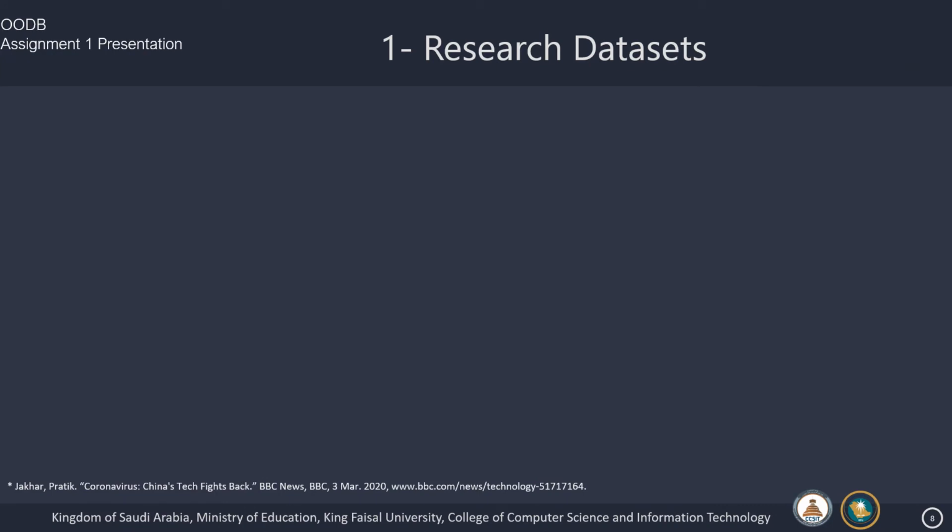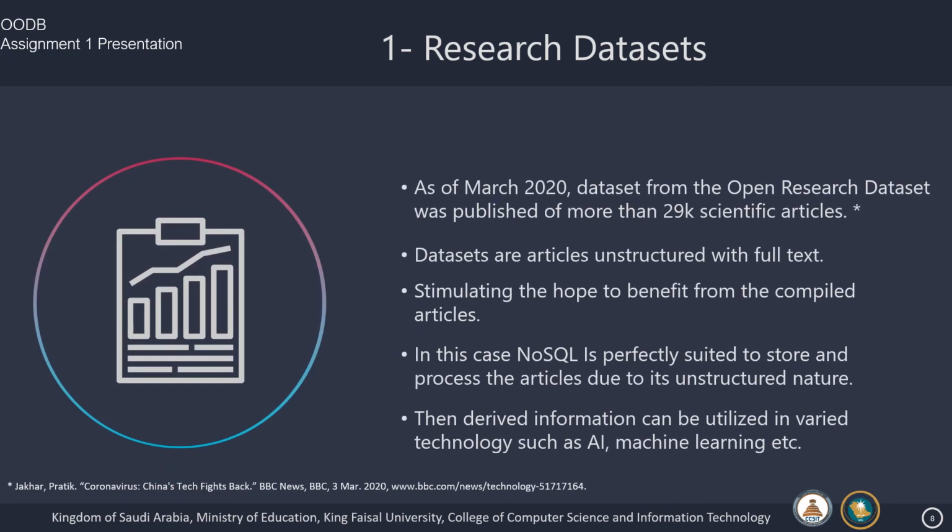First of all, research datasets. As of March 2020, there was a dataset that originated from an open source dataset. The dataset was published with more than 29,000 scientific articles. These datasets originated from the open research dataset. These articles were in nature not structured, since they are articles.